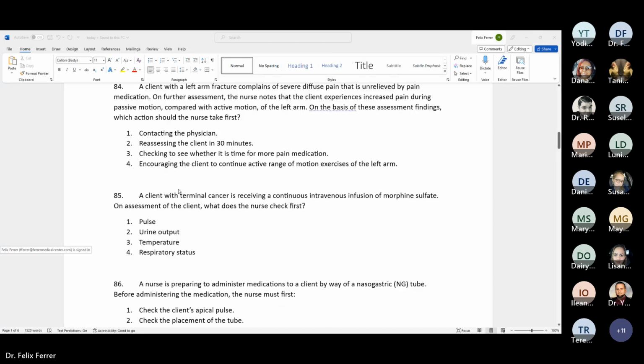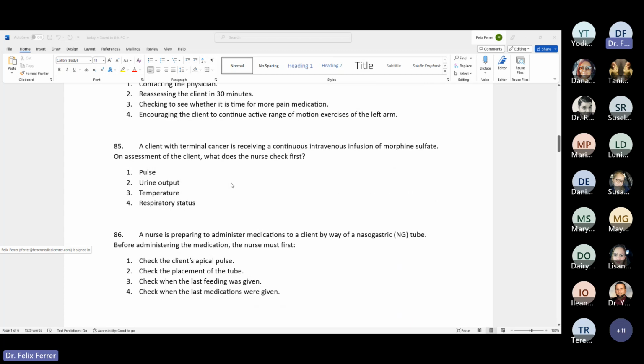Good. A client with terminal cancer is receiving a continuous intravenous infusion of morphine sulfate. On assessment of the client, what does the nurse check first? Morphine sulfate. What is the classification for morphine? 4. Really good. It is an opioid. An opioid, right?